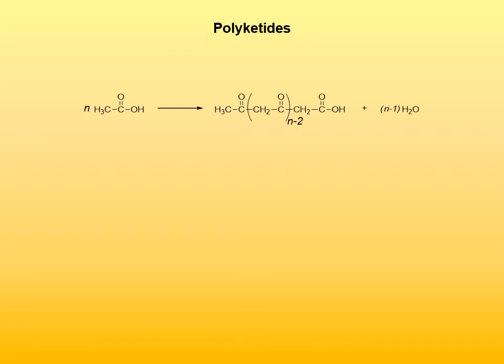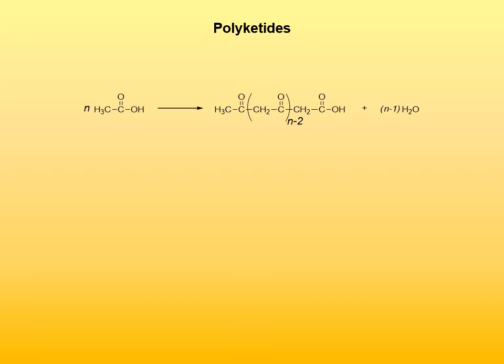Polyketides are formed by coupling of fatty acids in condensation reaction of a 2-carbon unit, that would be acetic acid, so condensation of acetic acid to give a polyketide. Polyketides are fatty acids, prostaglandins, and some aromatic compounds.